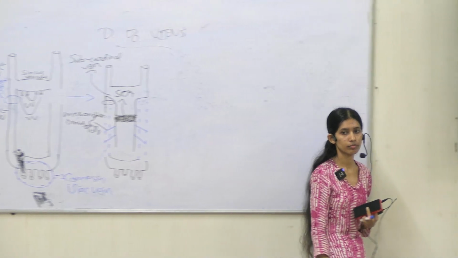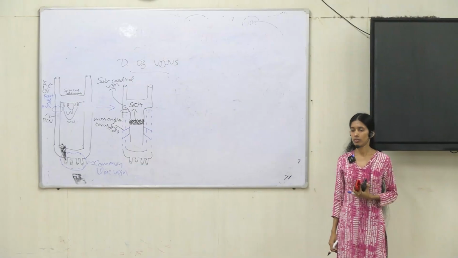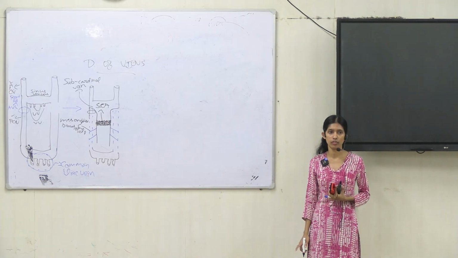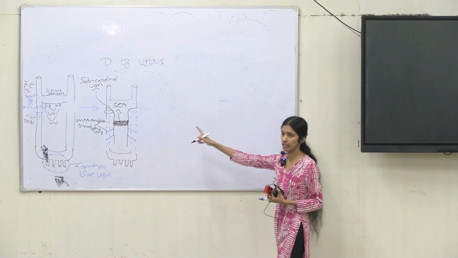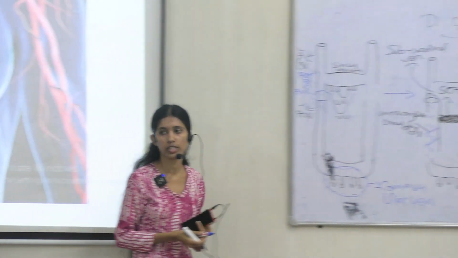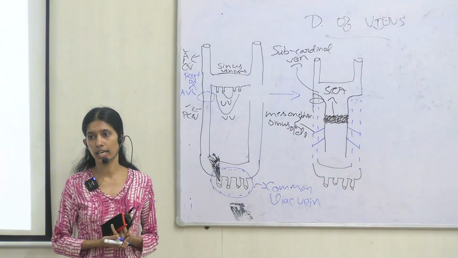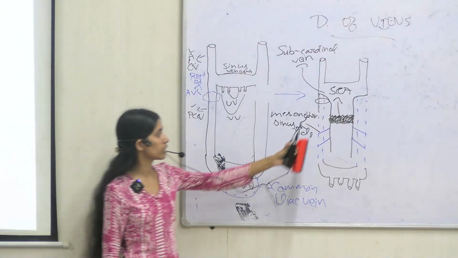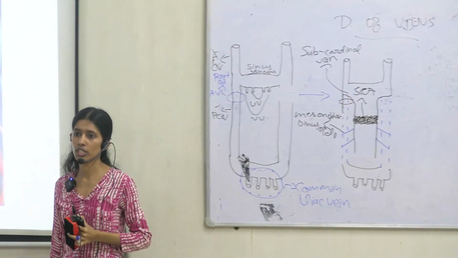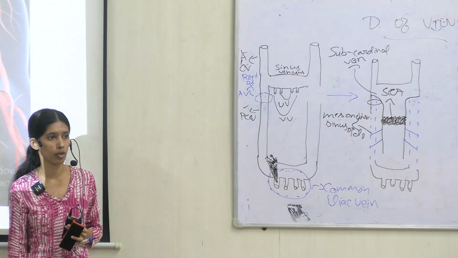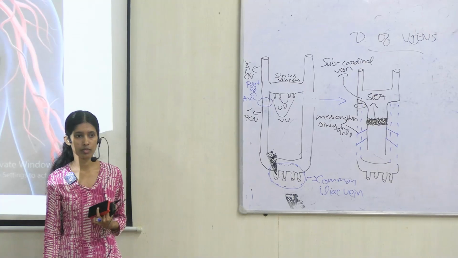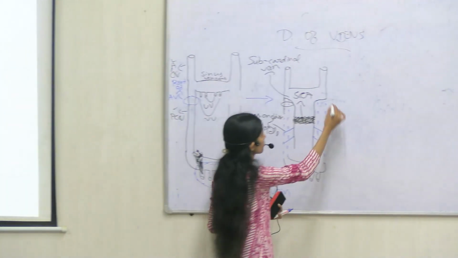Is it clear? Any doubts? Once your posterior cardinal vein disappears, the first set of veins that appears is the subcardinal vein. Subcardinal veins will also anastomose with each other, and that particular structure is called subcardinal anastomosis. So these subcardinal veins also come in contact with the remaining parts of your posterior cardinal vein by a structure called mesonephric sinusoids. Okay. Next.